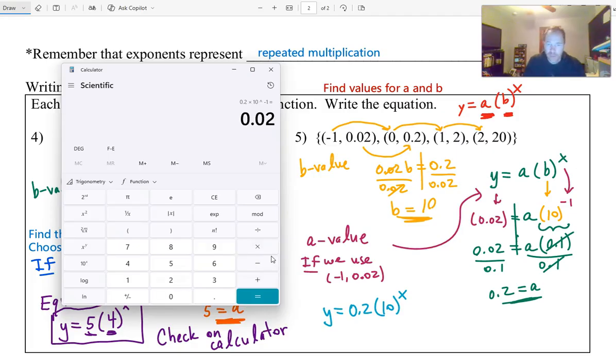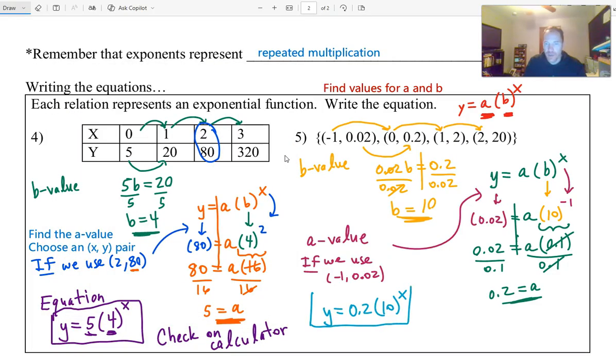Got it. Okay, if I do 0.2 times 10 to the power of 0, I should get 0.2. Boom, got it. If I do 0.2 times 10 to the power of 1, I should get 2. Boom, that's my y value. That's what I'm supposed to be getting. And then if I do 0.2 times 10 to the power of 2, we should be getting the y value of 20. Boom, got it. So I like that equation. Let's box that in now.